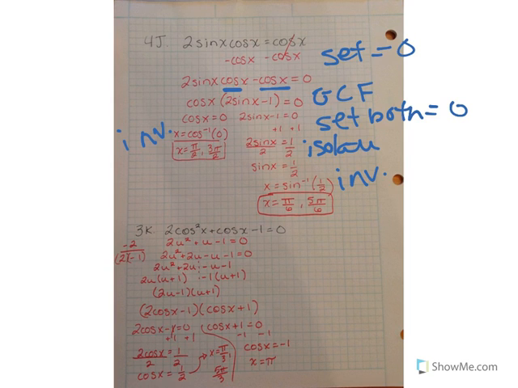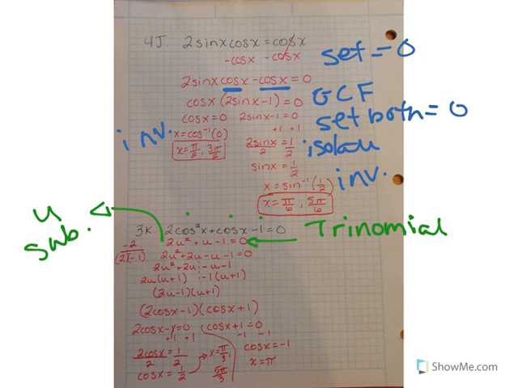3k is another factoring example, but in 3k we have 3 terms here. We have a trinomial. And in a trinomial, it's helpful to use something called U substitution. U substitution is just a way for us to rewrite something in a way that looks a little bit more familiar. So instead of writing cosine, we turn it into a u. So we get 2u squared plus u minus 1 equals 0. If it's not equal to 0, make sure you do that. That's the first step.